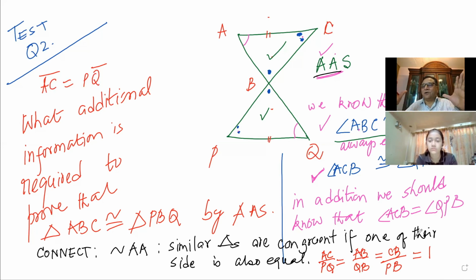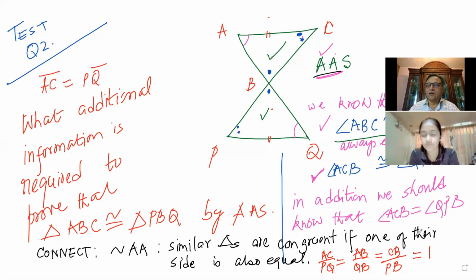They are not enlarged or compressed. Get the idea? They will overlap one another exactly. So we connected similar triangles with congruent triangles, provided one pair of corresponding sides is also congruent. Then the triangles are congruent because the scale factor is 1. Is that clear to you?